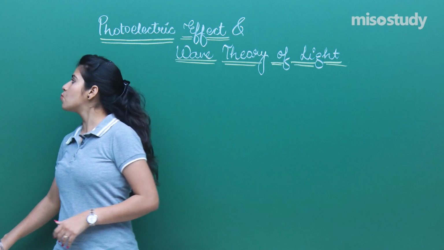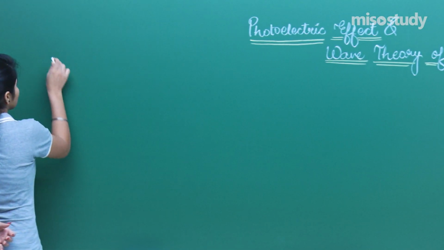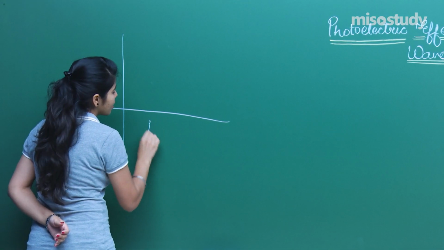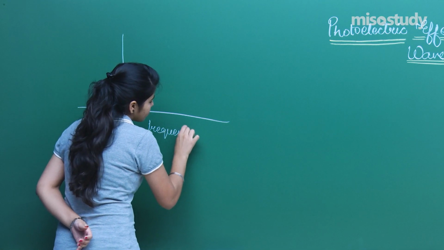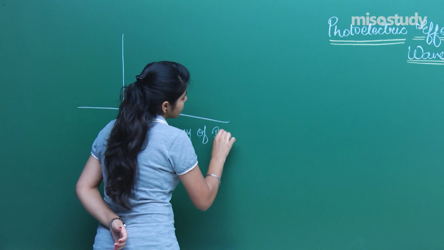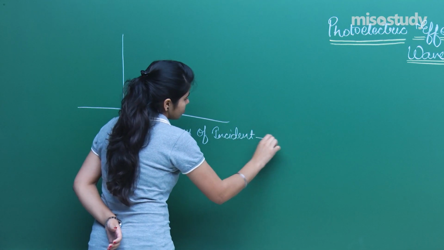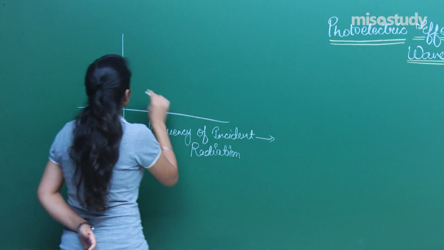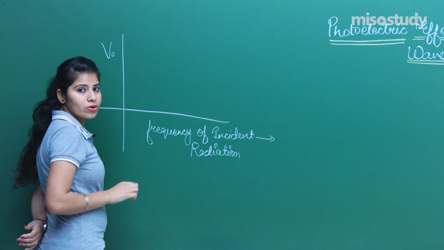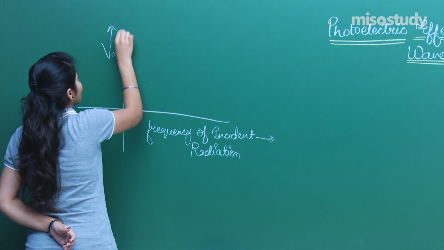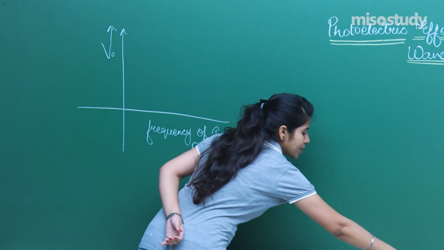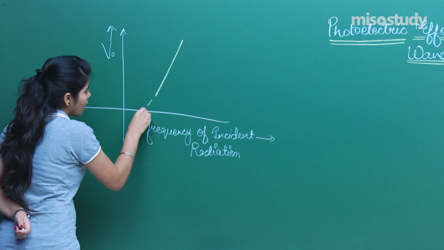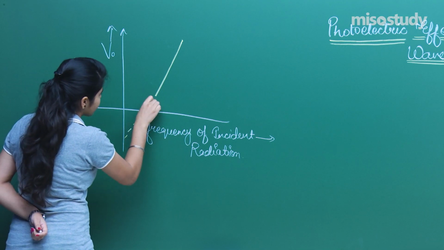I have left the class with the graph that I have drawn. I must show you that graph. The graph was plotted between the stopping potential and the frequency of incident radiation. We have seen that the graph between, I am writing the stopping potential as V0 because we denote the stopping potential as V0. So if we are plotting this graph, we have seen that for the two metals, the graph was something like this. It's a straight line.